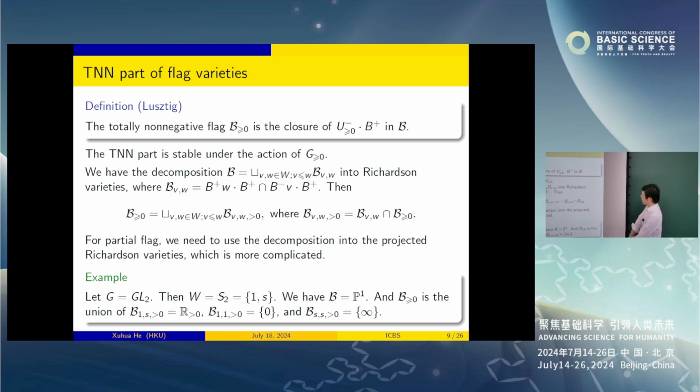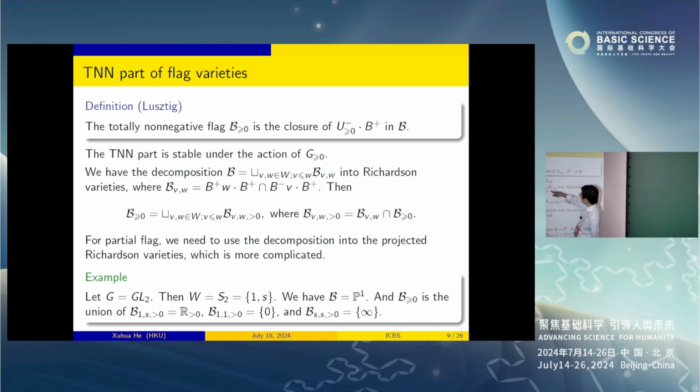Let me tell you the structure for this. Before we talk about the totally non-negative part, we look at the whole space of the flag variety B, and there is a very useful decomposition, the so-called Richardson varieties. But in fact, I have to say that the name Richardson variety is somehow misleading. This was first studied by Kazhdan and Lusztig in a 1979 paper, where they introduced the famous Kazhdan-Lusztig polynomials.